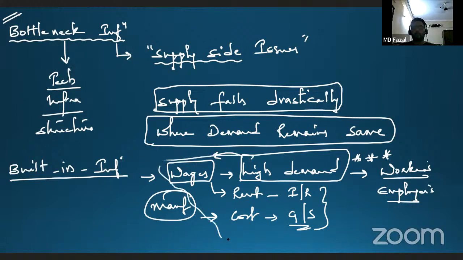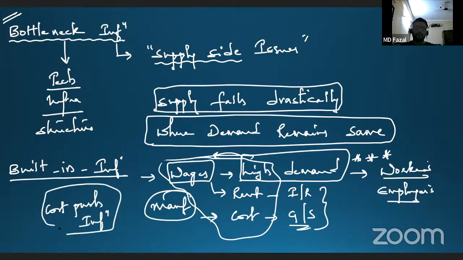Because if you involve all these kinds of elements, then this will become cost push inflation. That means the manufacturer is considering all the components. If we consider the wage components only, it is going to be built-in inflation.